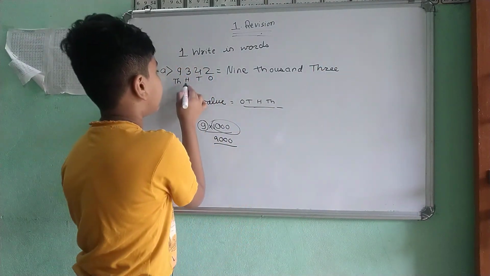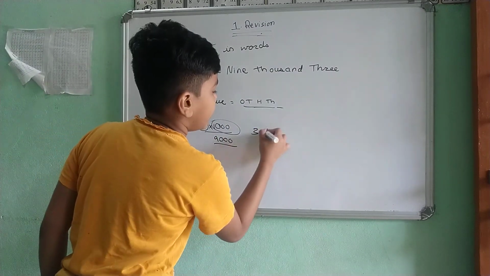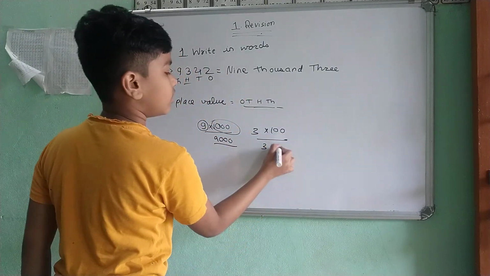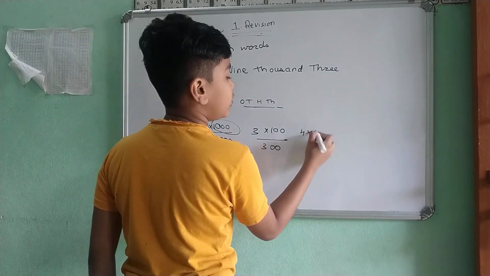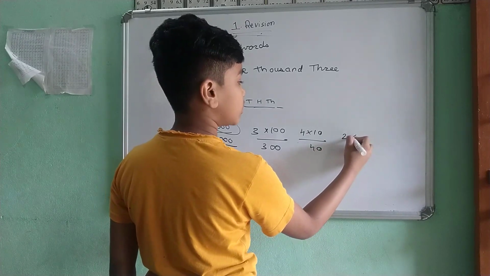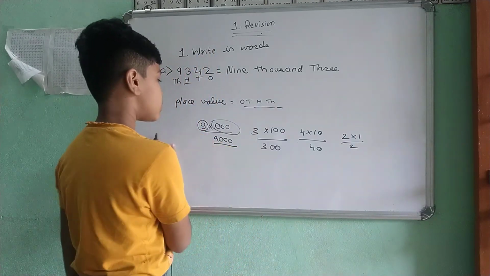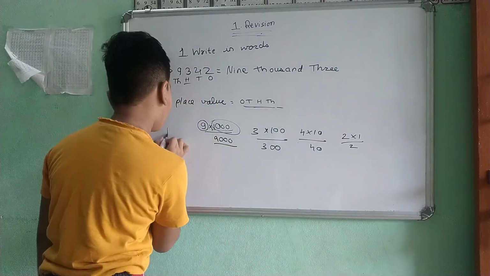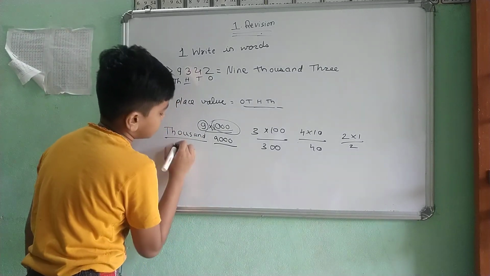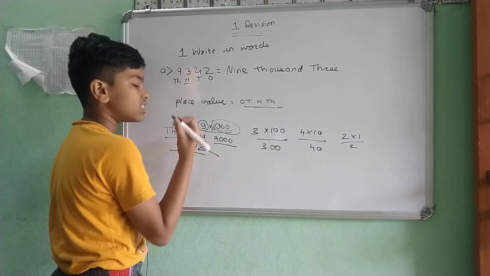Or if you can't remember this also, see, just that method only. 3 into 100 gives me 300. Then 4 into 10 gives me 40. And 2 into 1 gives me 2. Now you will say, why are we multiplying with this? So see, in the 1000 value, what does it say? It's 1000. This is a 1000 number. So, the 1000 is a place value too.